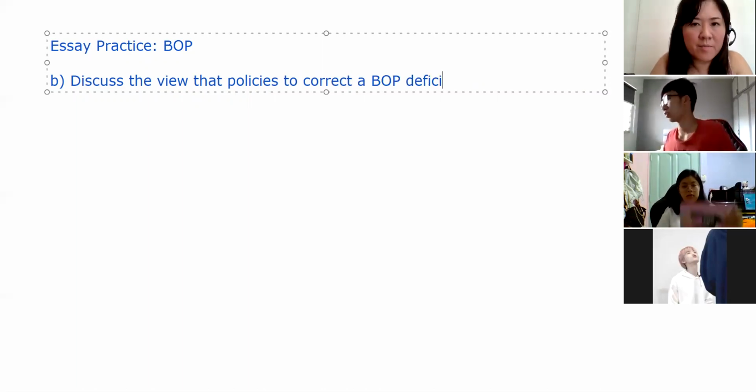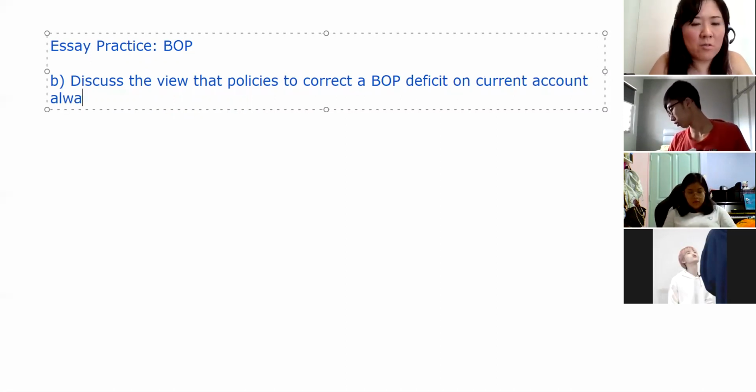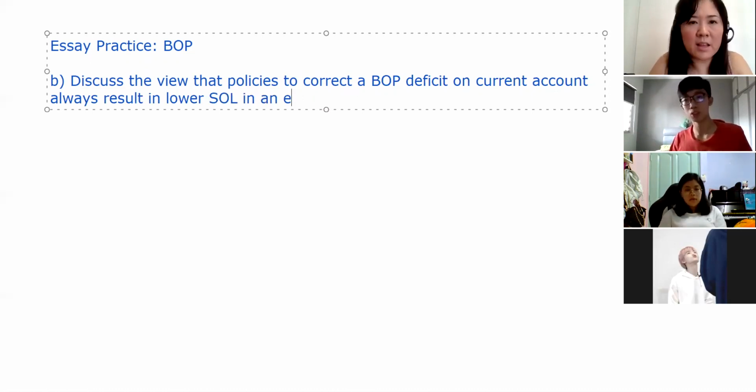Deficit on current account always result in lower SOL in.